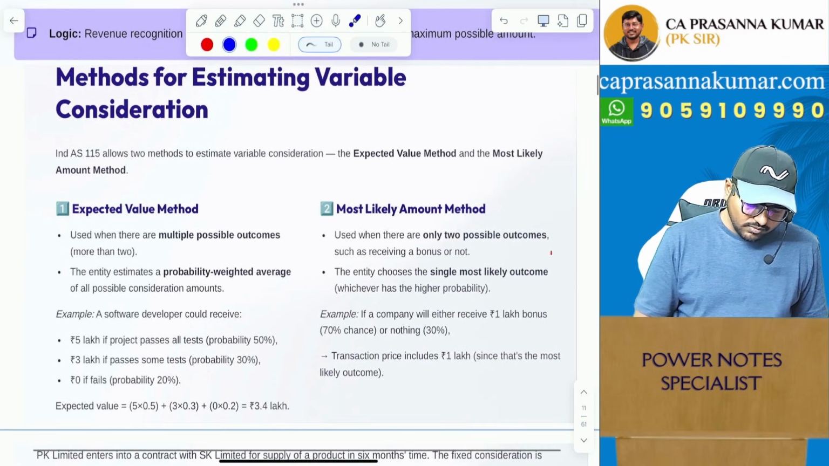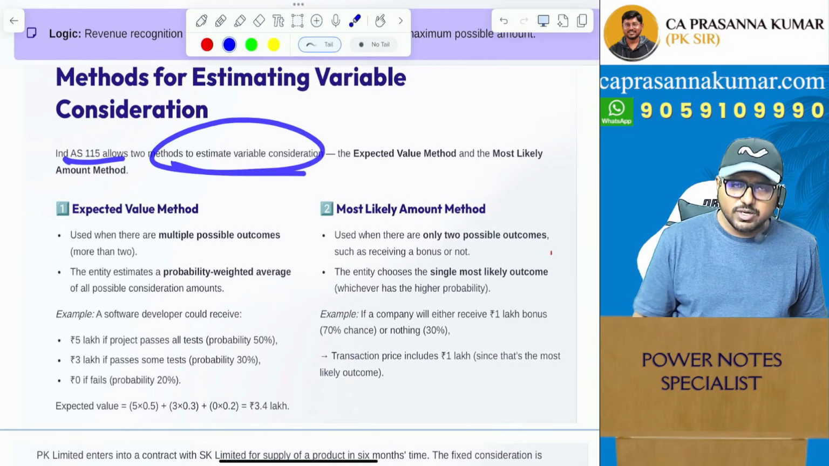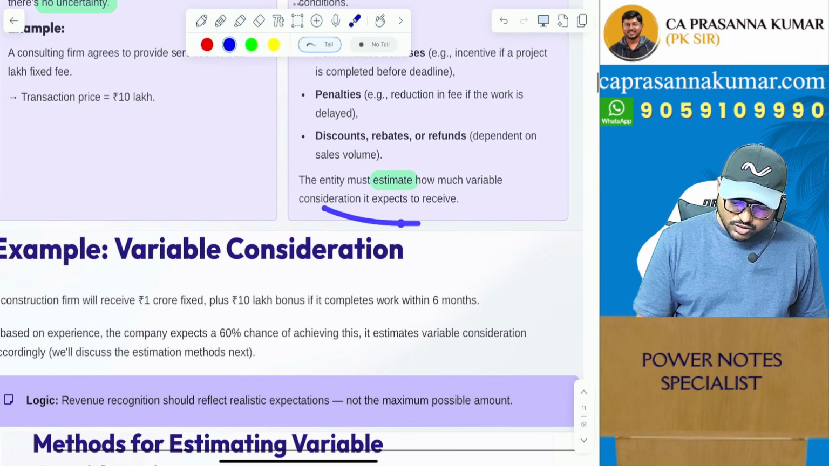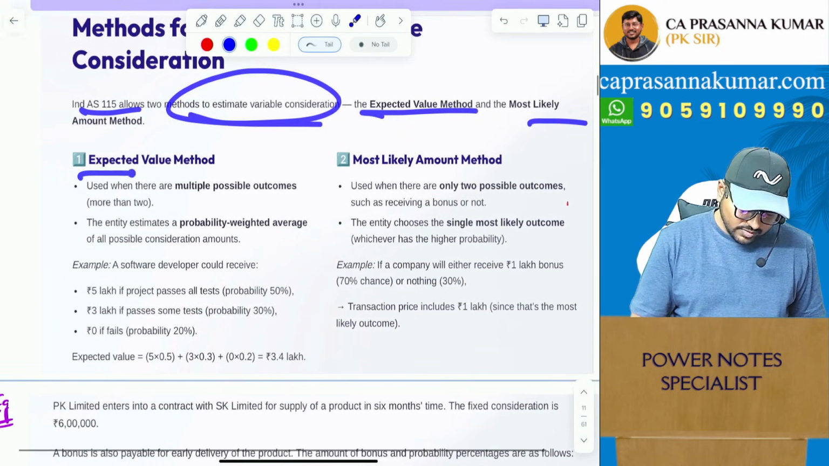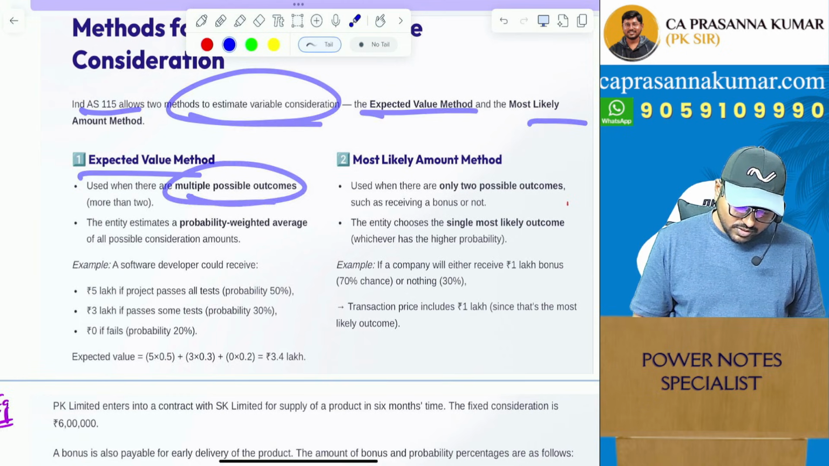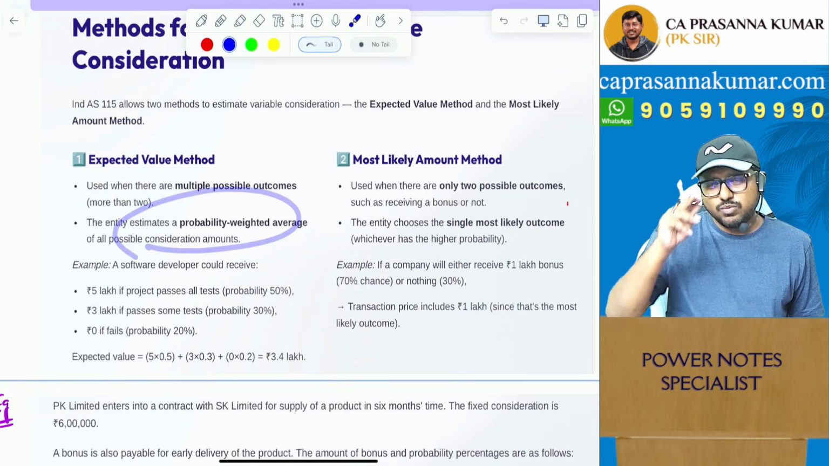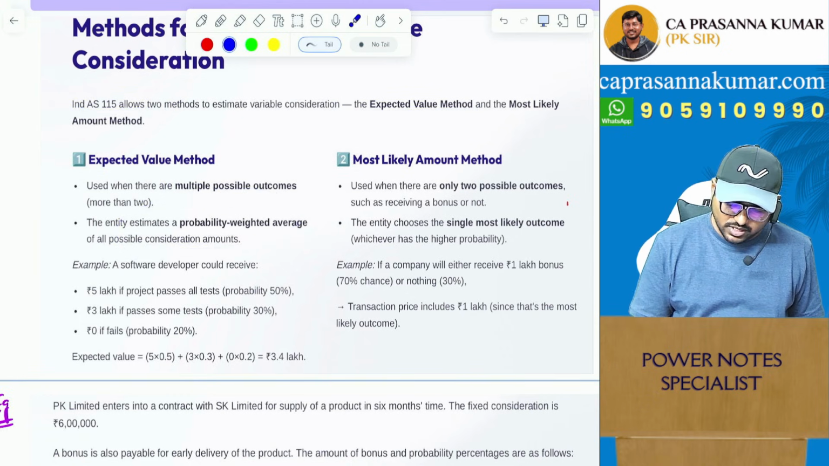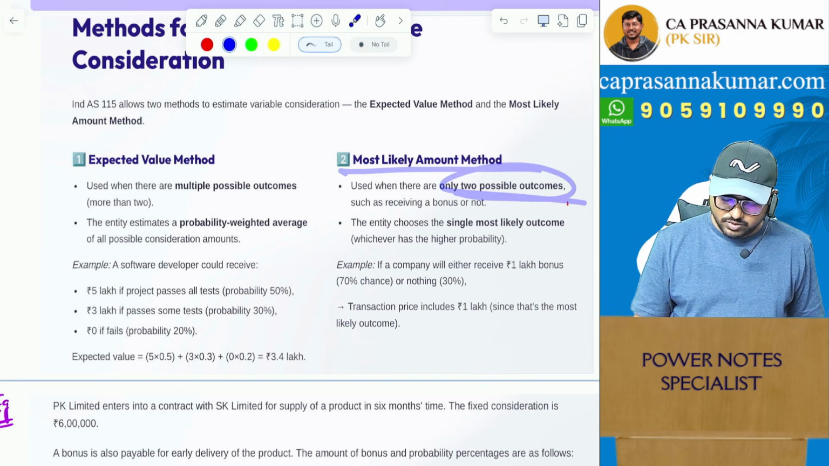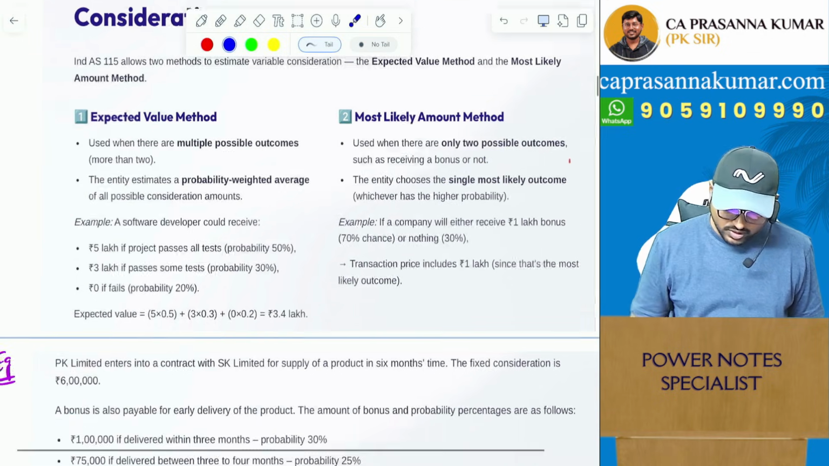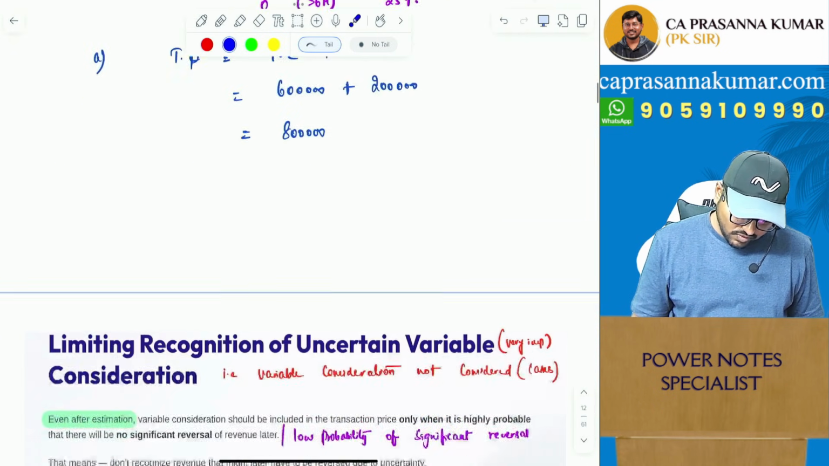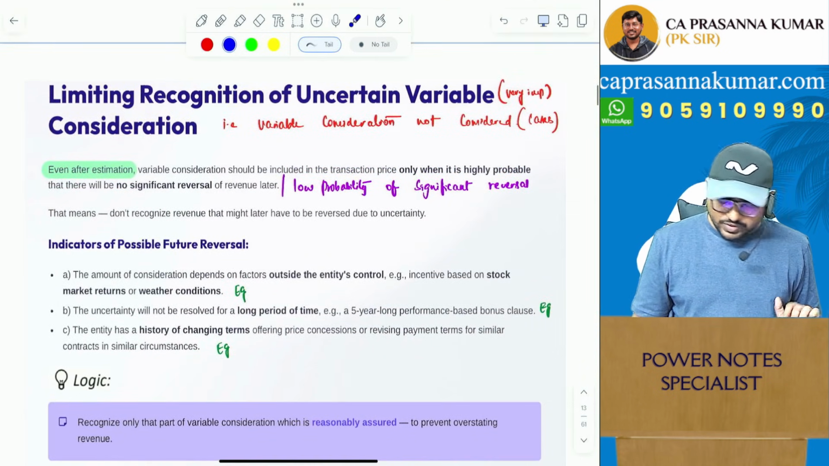See here. Ind AS 115 allows 2 methods to estimate variable consideration because when it comes to variable consideration you must estimate. Expected value method, most likely method. Expected value method when there are multiple possible outcomes, which is nothing but weighted average. You multiply the value with the respective probability. Most likely method when there are only 2 possible outcomes. Take the most likely outcome, as simple as that. It can be 0, it can be full. Take that full amount. Are we done with this? Chalo, moving on to the next concept.